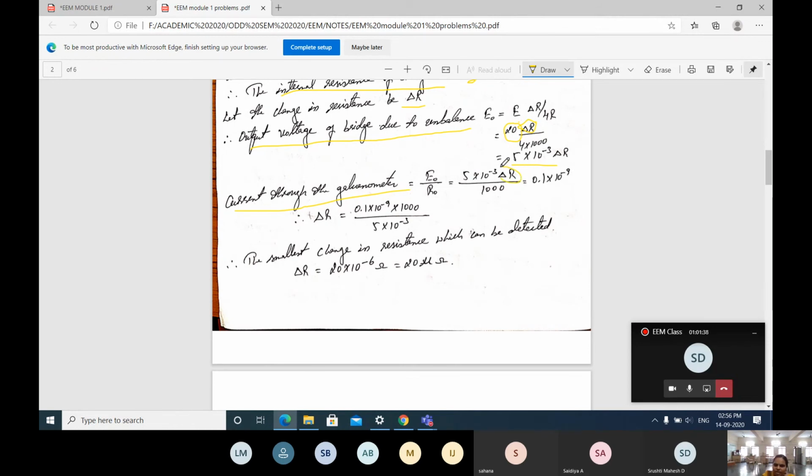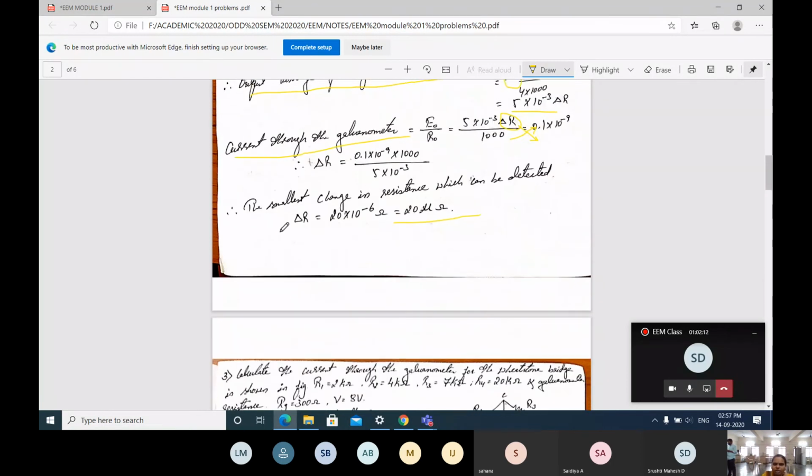What is our delta R here? Delta R equals 0.1 into 10 raised to minus 9 into 1000, divided by 5 into 10 raised to minus 3. Just change here and you will get 1000. What is the value of delta R? You will get delta R equal to 20 micro ohms. This is the smallest change in the resistance which can be detected.